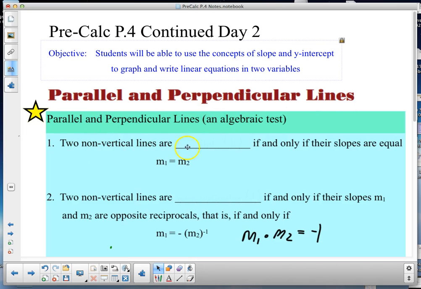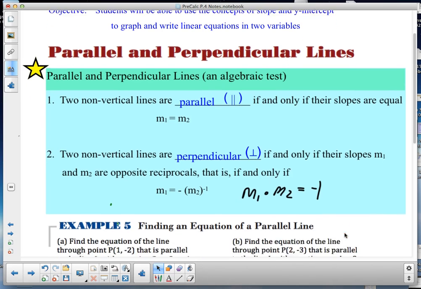Two non-vertical lines are parallel, that's the sign for parallel, if and only if their slopes are the same. And two non-vertical lines are perpendicular, that's the sign for perpendicular, if and only if their slopes m1 and m2 are opposite reciprocals. That is, if and only if m1 is equal to the opposite of m2 inverse. Or we could say it this way: if I take m1 and multiply it by m2, their product is -1.